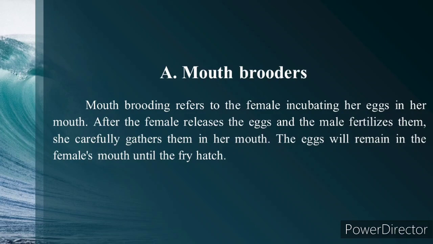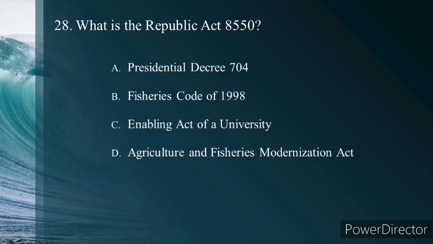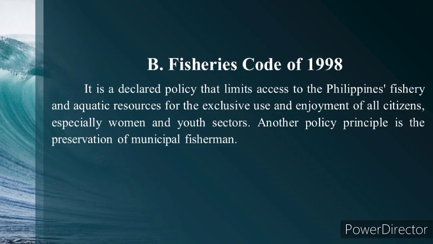Number 28. What is the Republic Act 8550? A. Presidential Decree 704. B. Fisheries Code of 1998. C. Enabling Act of a University. D. Agriculture and Fisheries Modernization Act. 1, 2, 3. The answer is B. Fisheries Code of 1998. It is a declared policy that limits access to the Philippines' fishery and aquatic resources for the exclusive use and enjoyment of all citizens, especially women and youth sectors. Another policy principle is the preservation of municipal fishermen.